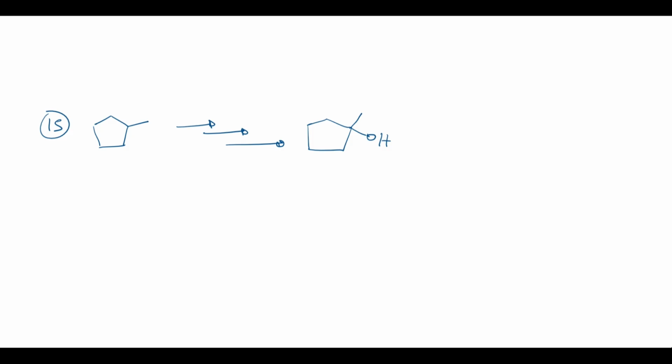Here we're also asked to show a reasonable synthesis that could transform the alkane into an alcohol. Now, as usual, try working backwards whenever you have a synthesis problem like this. Try applying retrosynthetic analysis. And then the next thing will be to identify the functional group in the product. So this basically has an alcohol.